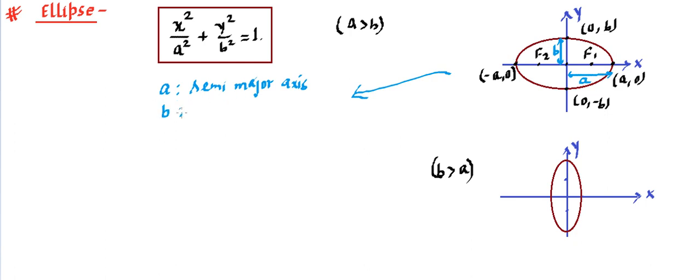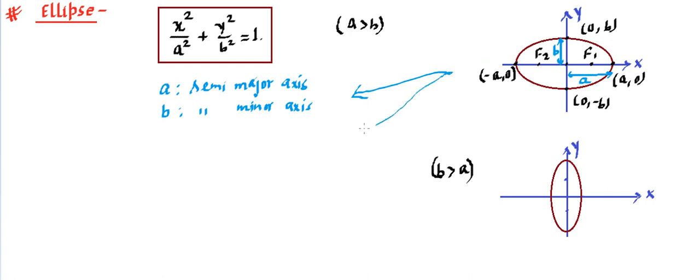Similarly, b is known as semi minor axis. However, this nomenclature will be different in this case. In this case, you will find the b is the major axis, semi major axis, a is going to be minor axis. Making sense? So that's what we need to remember.